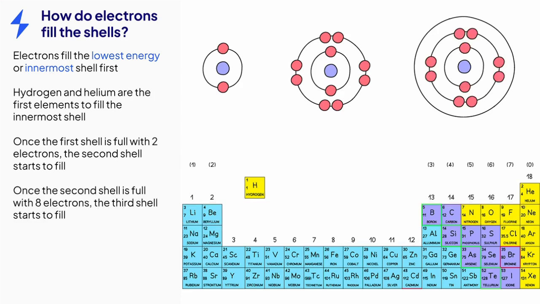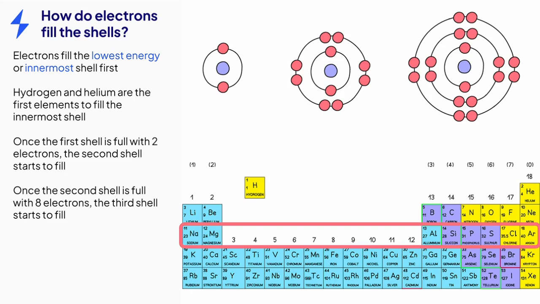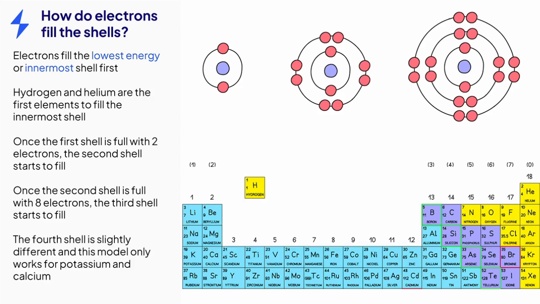Now the second shell is full or complete, the third shell starts to fill. The third period contains 8 elements, and at this level, the third shell can hold a maximum of 8 electrons. So we can see a sodium atom with 11 electrons, magnesium, aluminium, silicon, phosphorus, sulfur, chlorine, and argon with a full shell of 8 electrons. For the fourth shell, we only need to apply this model to potassium with 1 outer electron and calcium with 2 outer electrons.